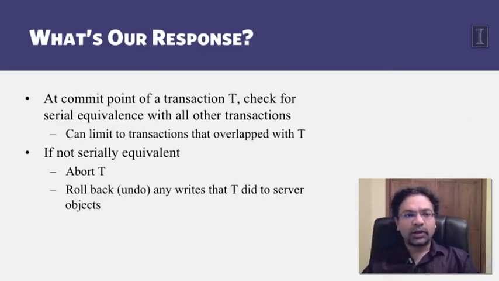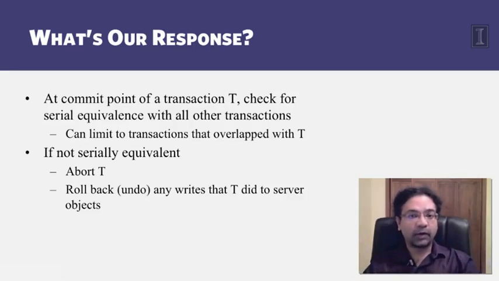So what can we do about this? At the commit point of the transaction, what you do is that you check for serial equivalence using conflicting operations. You check for serial equivalence using all the other transactions in the system. You don't need to check really with all the other transactions. You only need to check with other transactions that overlapped with transaction T, transactions that had some overlapping with some of the operations of transaction T, either transactions that are already committed or transactions that are still going on.